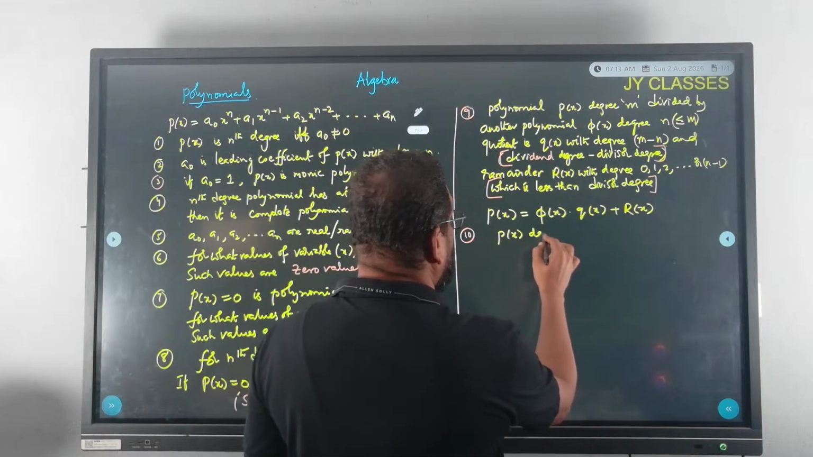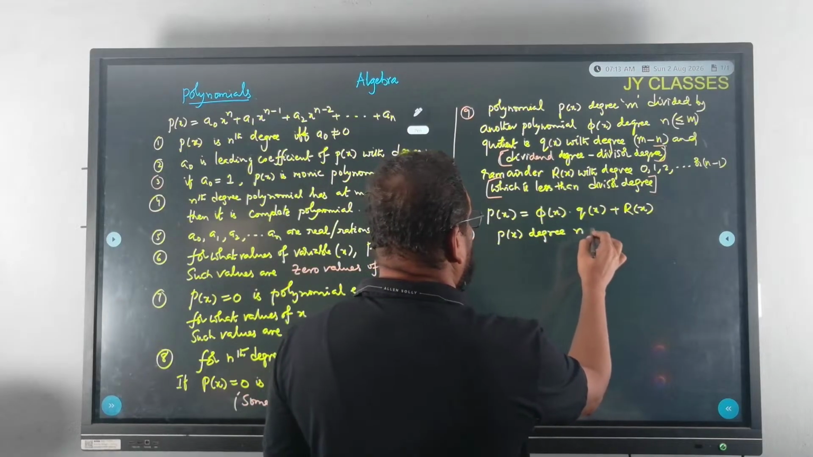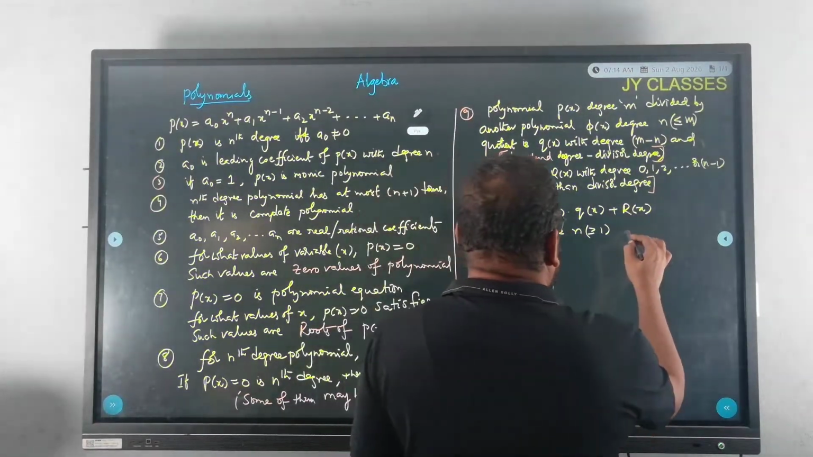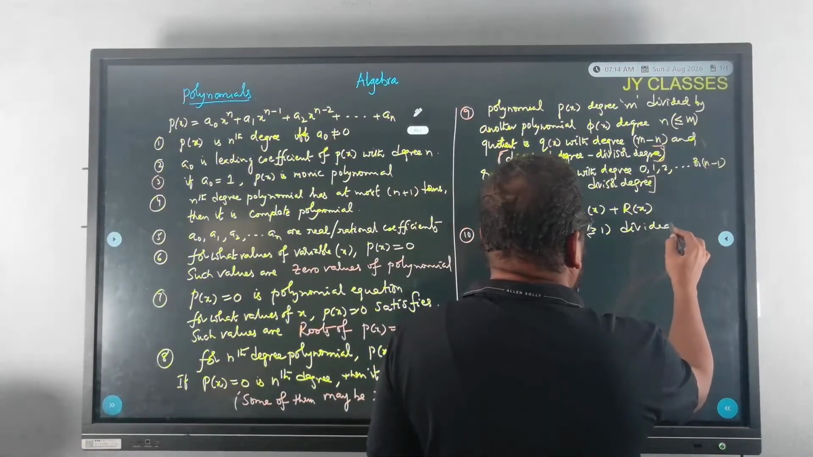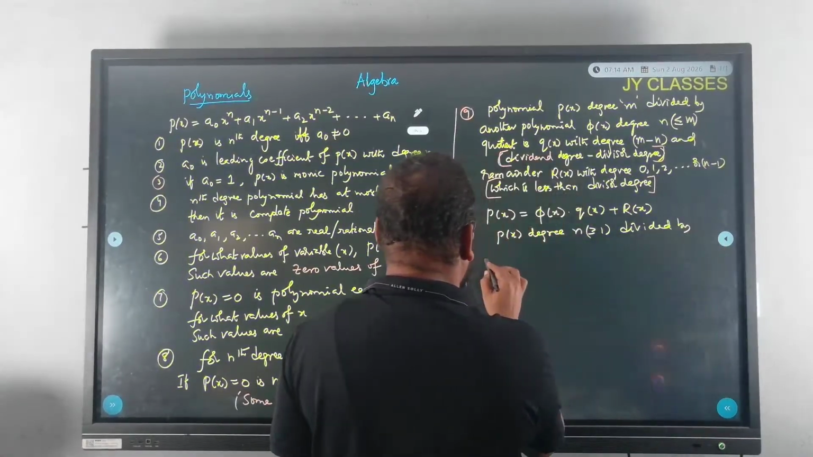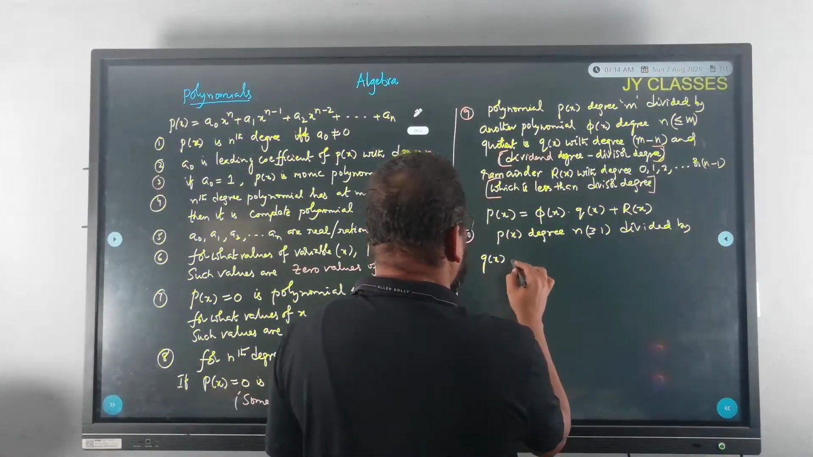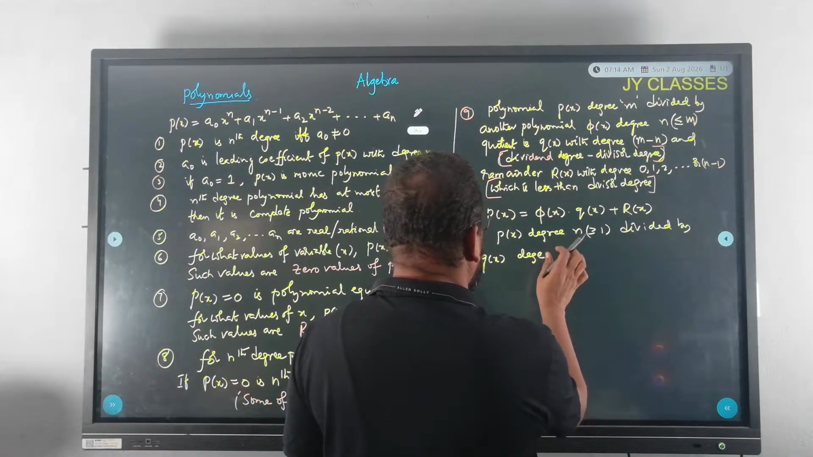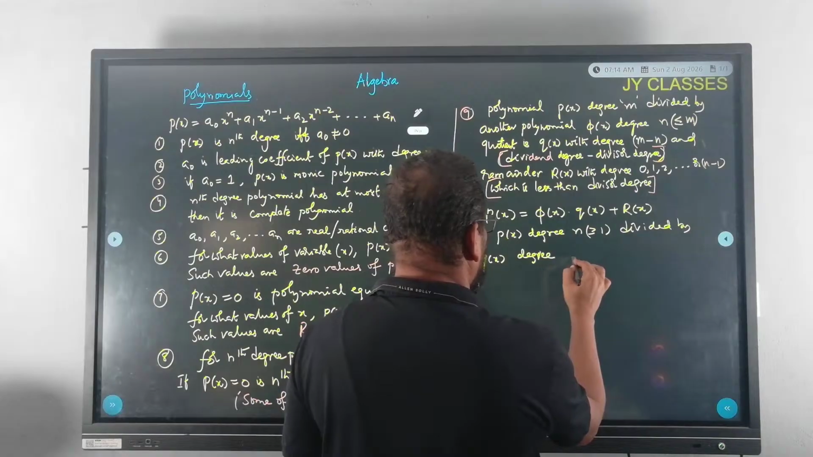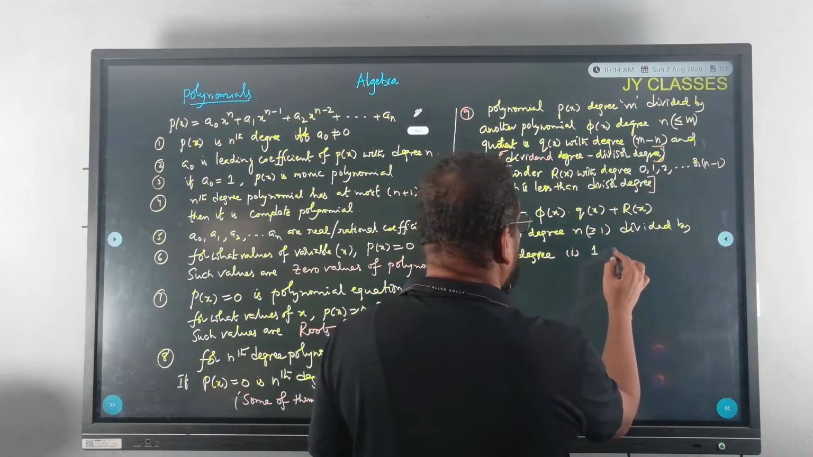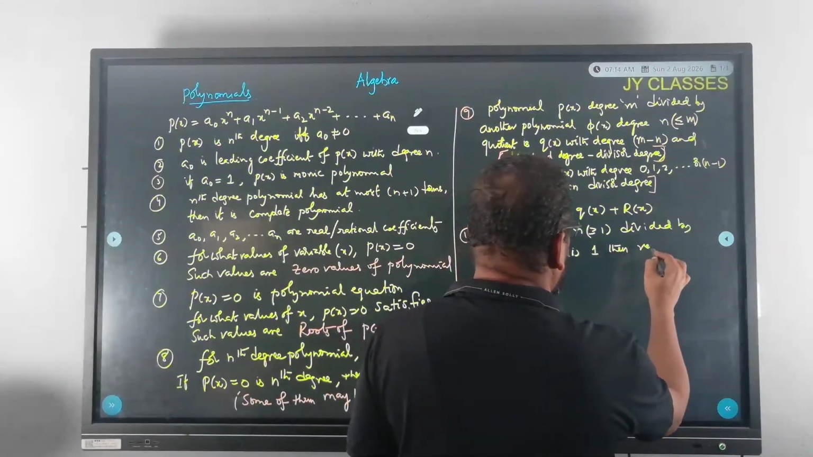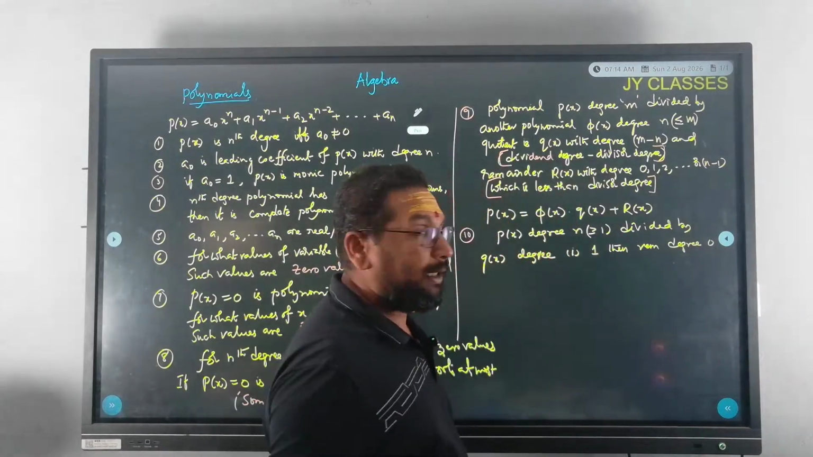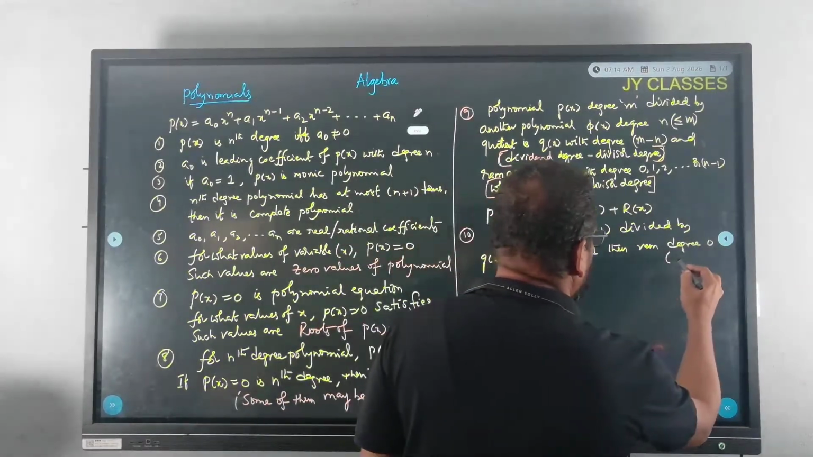P of x of degree n greater than or equal to 1 divided by g of x of degree 1, then the remainder degree is 0, which is a constant.